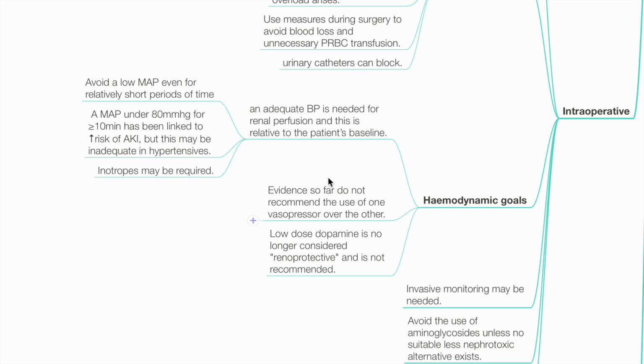Hemodynamic goals. An adequate blood pressure is needed for renal perfusion, and this is relative to patient's baseline BP. Avoid low MAP even for relatively short periods of time. Inotropes may be required. Evidence so far does not recommend the use of one vasopressor over the other. Invasive monitoring may be needed.